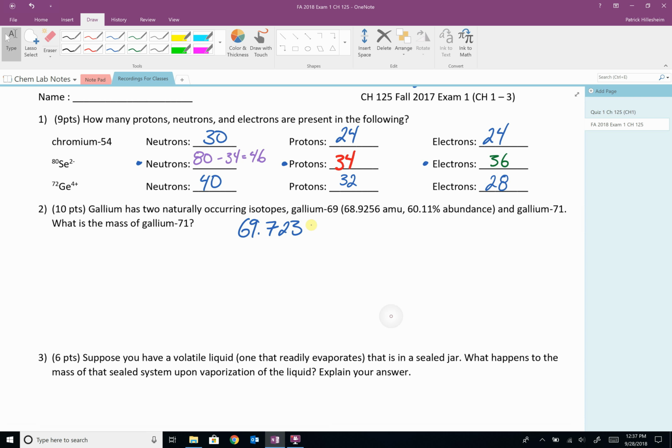And remember, the value on the periodic table, the 69.723, comes from the sum of the percent abundance times the mass of that isotope.